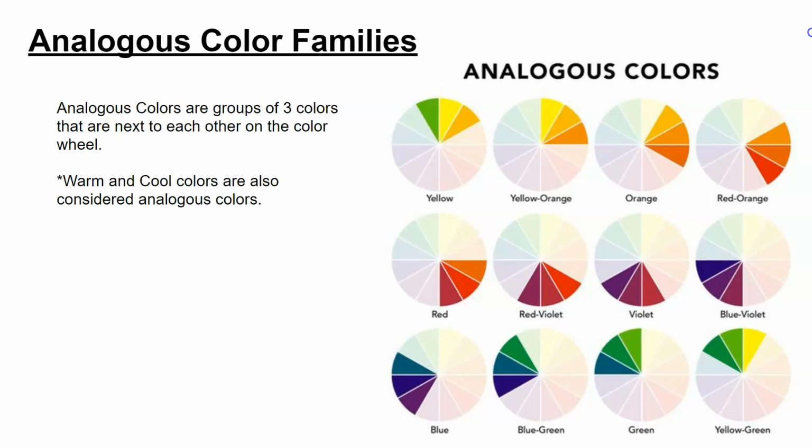The next color scheme that you could use would be the analogous colors. Analogous colors are groups of three colors that are next to each other on the color wheel. So warm colors and cool colors are also considered analogous color schemes that we just went over in the last slide. And there you can see all of the analogous color options available. You can just look at this slide and pick which ones you're going to want to use for your project. So, if you want to use green, blue-green, and blue, or whichever one of those that you like, those are three colors that are just neighbors to each other on the color wheel.